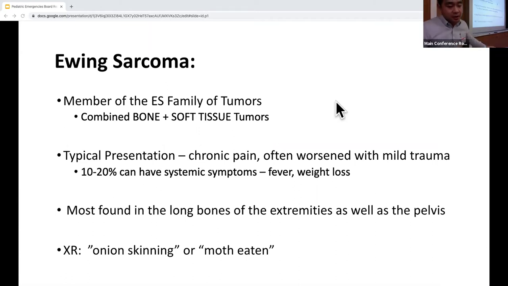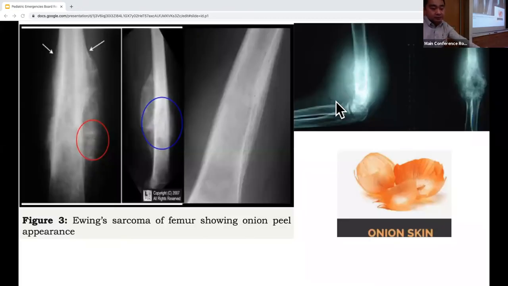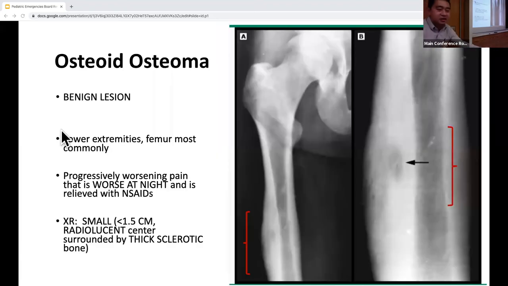And the typical x-ray is an onion skin or moth-eaten appearance. And so these are images of Ewing sarcoma right here. I guess if you squint hard enough, it looks like an onion skin. The other thing is, this is like a step one question, translocation. It's a translocation of chromosomes 11 and 22. And what you remember is 11 and 22 equals 33, which is Patrick Ewing's jersey number. So that's Ewing sarcoma.